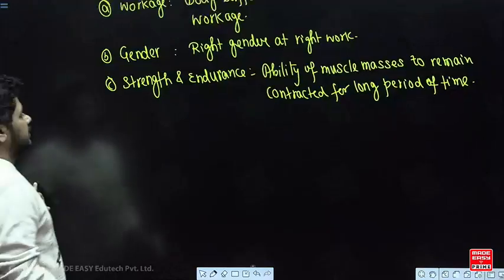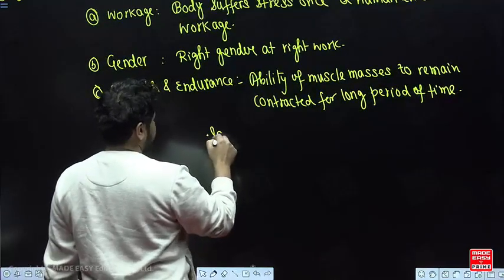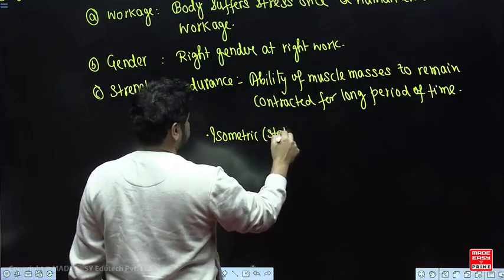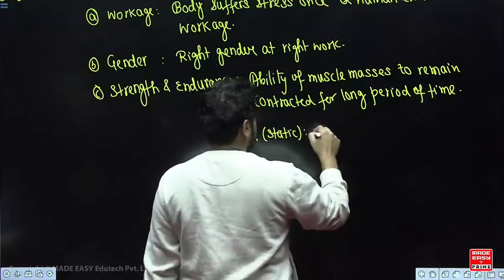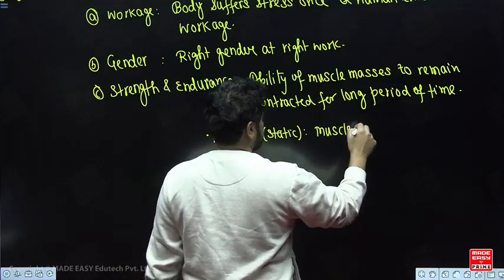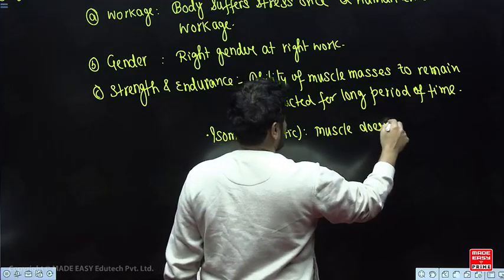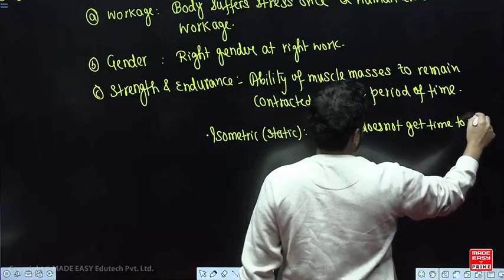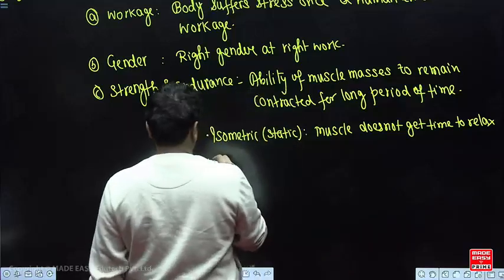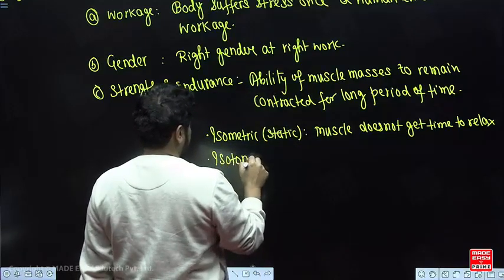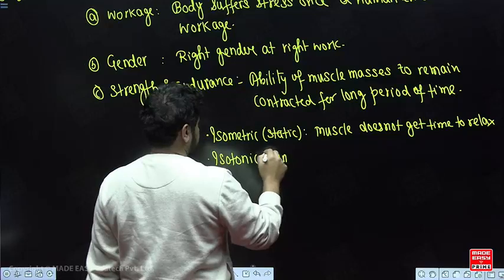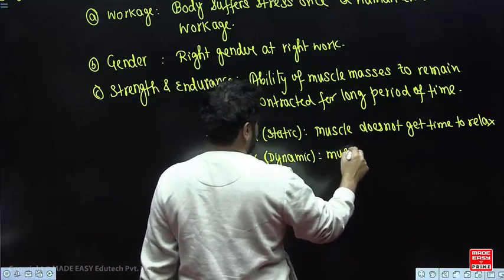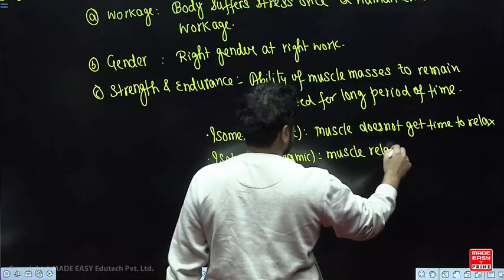Correct. Okay. Now there are two things in this. One is called isometric. Isometric means static, so the muscle does not get time to relax. And another is isotonic. Isotonic means dynamic, so the muscle relaxes frequently.